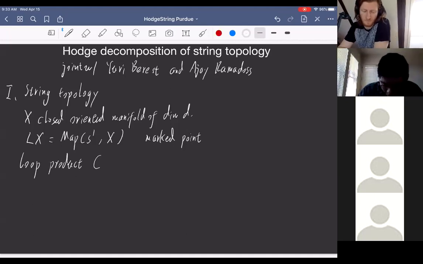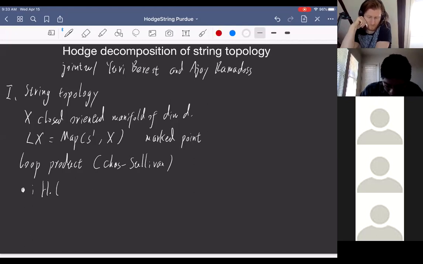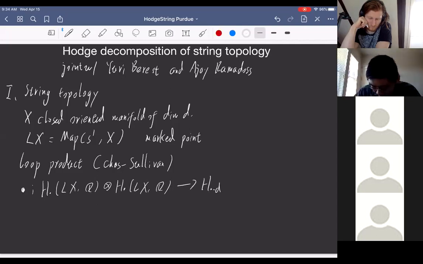Of course, all those things were discovered by Chas and Sullivan. Okay, so what is a loop product? So let me just first write down. A loop product is a product on the homology of the free loop space. As I mentioned, I will use rational coefficients throughout the talk. But it has some degree. So it's a product of degree minus D, okay? And it's a commutative associative product on the homology of the free loop space.